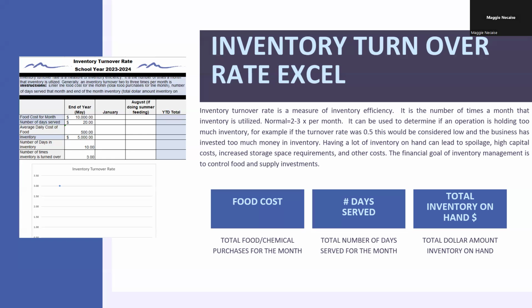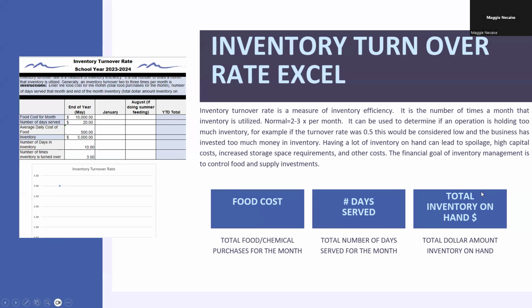This is just to help you see how much we are actually turning over our inventory. I will send this Excel sheet out to you guys, so you will have it. I probably should change this to December, but you'll be filling out this January column. You just need these 3 components to enter into this Excel. So you need the food cost. That's going to be your total food and chemical purchases for the month. So you might have to go back and see how much did I spend this month, so for December. Number of days served in December, you would put that right here.